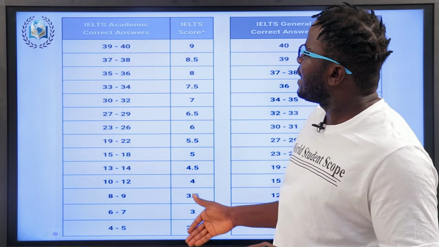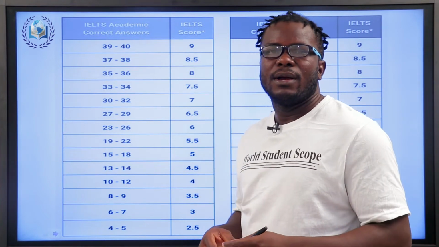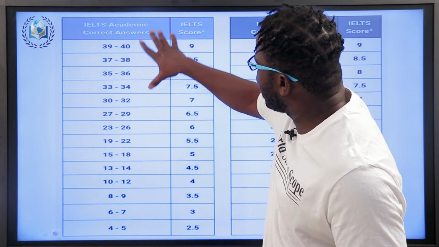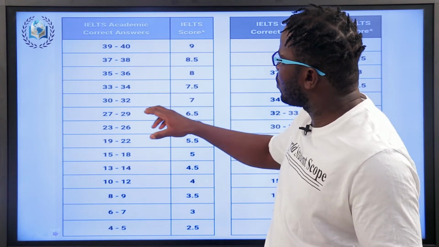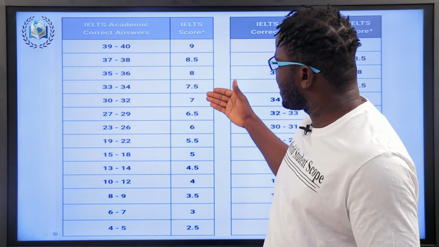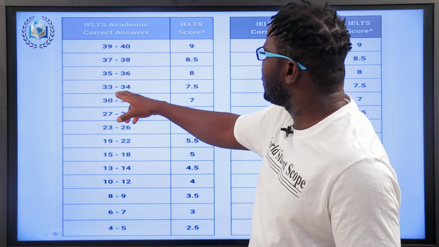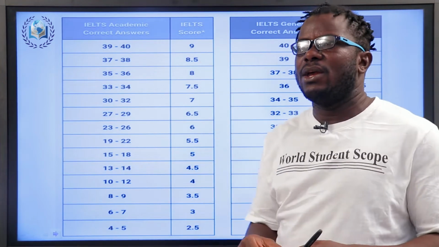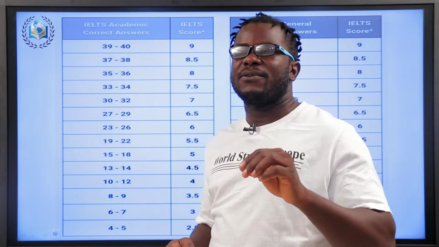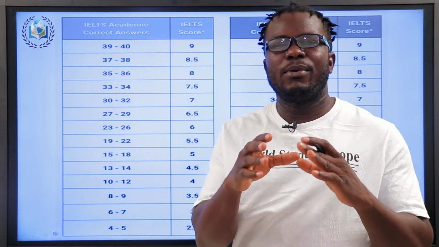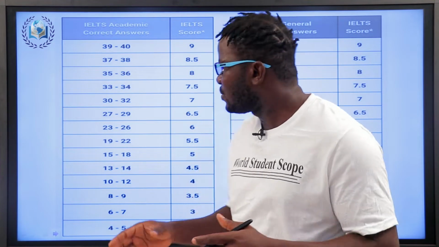Now, these are the test scores for the general, the academic aspect. And if you score a mark between 30 to 32, this will be your score of 7. If you score 33 to 34, 7.5, and so on. But whenever you are appearing for your exam or your test, you have to focus on the key points and the important parts in the test to score these marks.